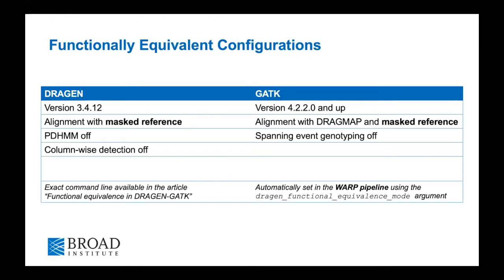On the GATK side, we are compatible from versions 4.2.2.0 and up. Alignment needs to be done with the DRAGMAP, which is Illumina's open source version of the Dragon aligner, using the same masked HG38 reference. Additionally, we need to turn spanning band genotyping off. On the GATK side, these configurations are automatically set in the WDL pipeline when using this Dragon function equivalence mode argument. And on the Dragon side, you can find the exact command line in the article function equivalence in DRAGEN-GATK.